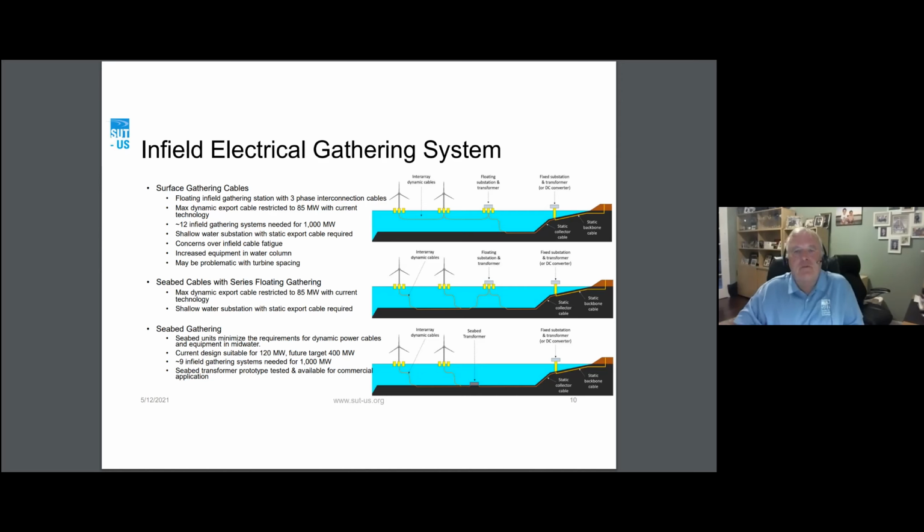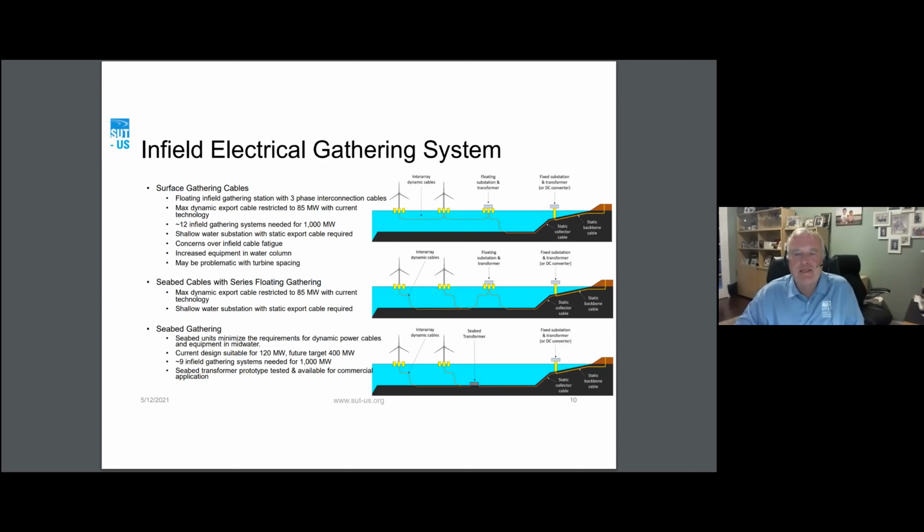So I don't think we're going to have trouble getting the inter-array cable up to the 85 megawatts, which allows us, for example, with 15 megawatt turbines, to produce perhaps 5 of them in a row and still keep within the 85, which is field proven. The problem, though, comes when you want to get the power from a number of these units. So if all you want to do is run an 85 megawatt cable into the main transformer, the main substation, then that's fine.